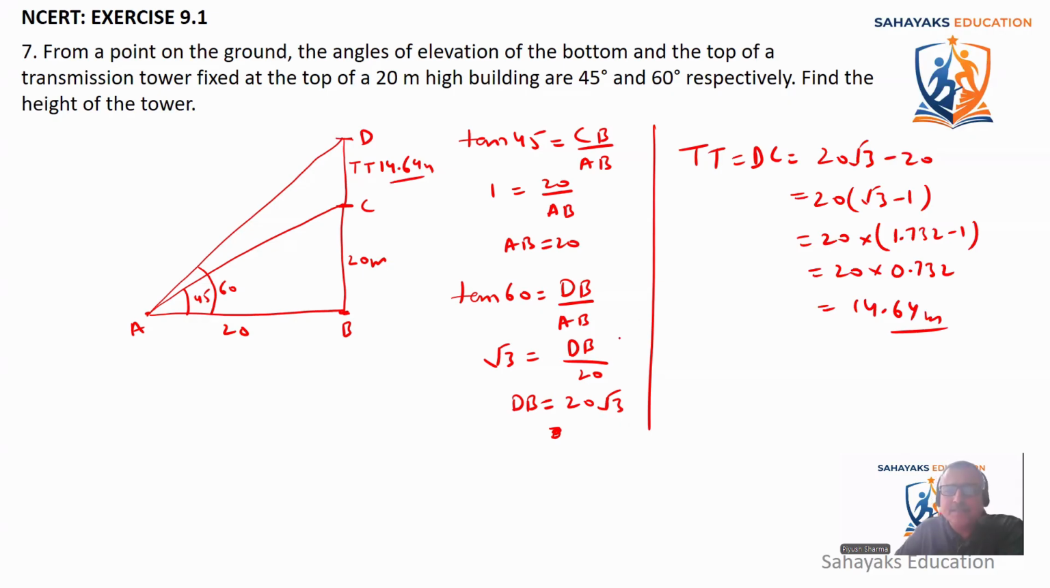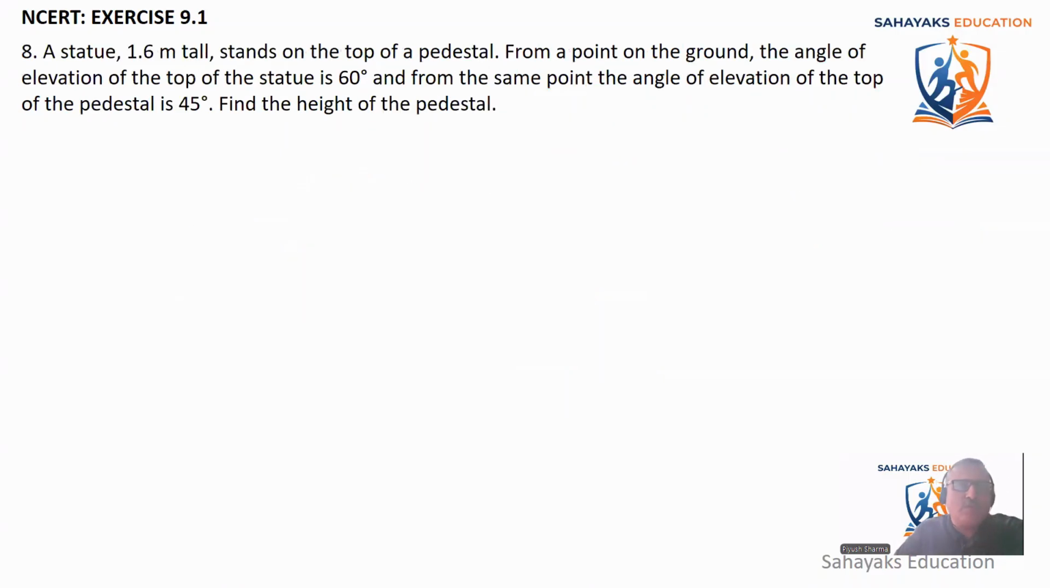Okay, guys. So coming to the next question. It says a statue 1.6 meter tall stands on the top of a pedestal. Okay, so again, there is a pedestal. Let's say this is the pedestal, and there is a statue. This is the statue. It is 1.6 meter tall.